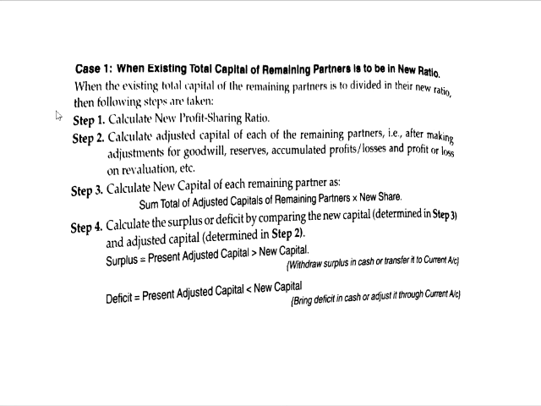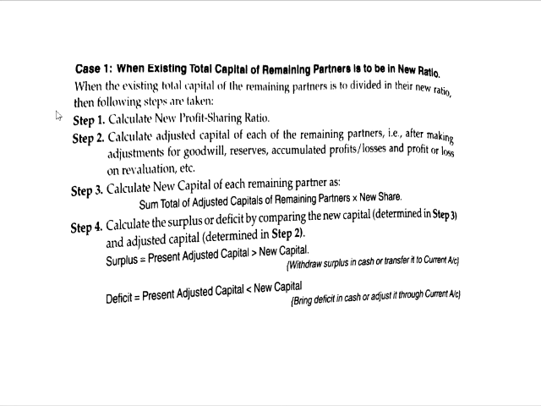You have to prepare the capital account of the remaining partners by crediting these items that are listed here, like goodwill, reserves, accumulated profit, or any previous profit, any profit on revaluation. All of these are items of the credit side, and on the debit side, if any previous losses are appearing on the asset side of the balance sheet, and if drawings were made by the remaining partner, that adjustment means you have to prepare the capital account first and find out the adjusted capital.